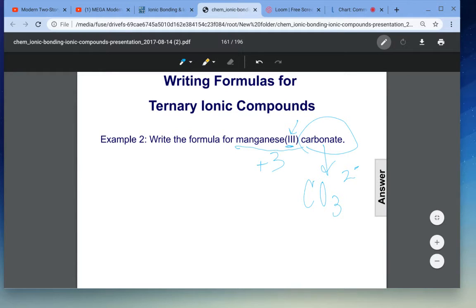Okay, so if we crisscross, manganese is Mn, and let's just write out carbonate CO3. Okay, I'm going to give my 3 to this guy and my 2 to manganese. So it should be manganese 2. And then since I have more than one of these guys, I'm going to put parentheses around it and a 3. There's your formula.